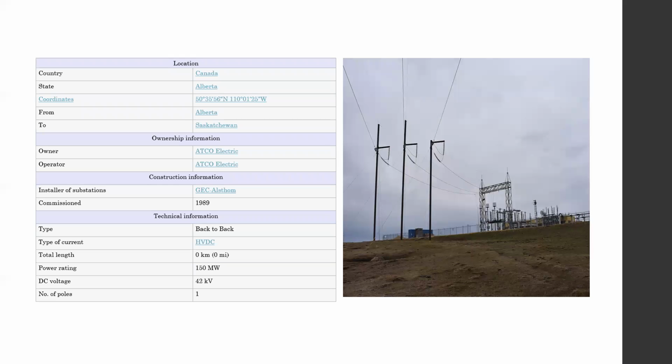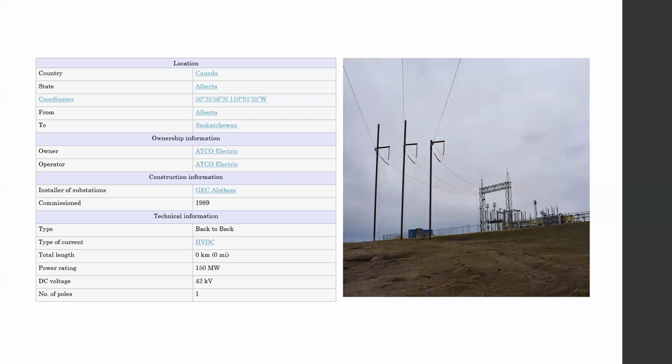This picture shows the back-to-back station at Alberta. McNeil station was notable for operating with a low short circuit ratio. What do you mean by short circuit ratio? Short circuit ratio is a measure of how strong or weak the connected AC system is.